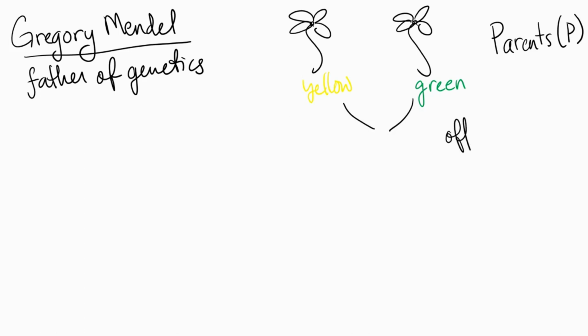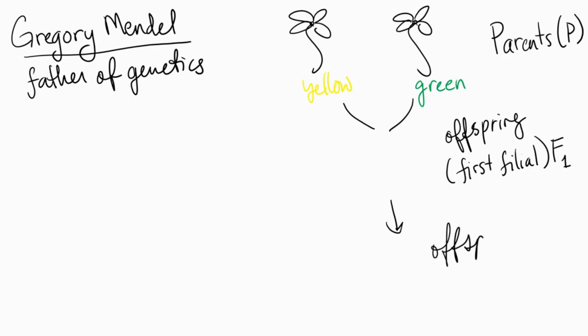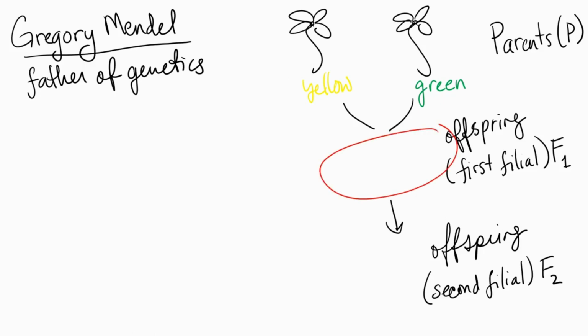Our first level of offspring, he called the first filial, and he labeled it as F1. And then those offspring, which we'll get to in a second, made more offspring, and he called those the second filial, and he labeled those F2. What he really wanted to know, though, out of all of this, is how do I know what my offspring are going to look like? And then from there, how do I know what those offspring are going to look like? So that's really what he was trying to figure out throughout this process.